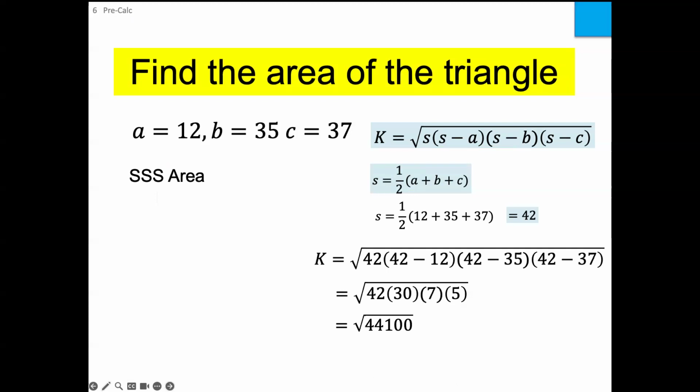100 times 441. Add 2 zeros to that, right? Okay. Well, clearly that's 10. The question is, is there a perfect square in 441? 7 is not a perfect square. Well, what are your options?